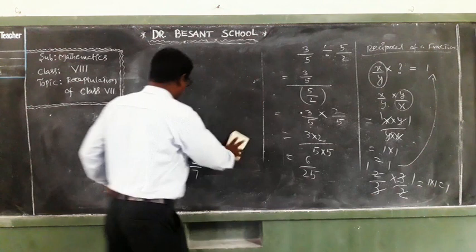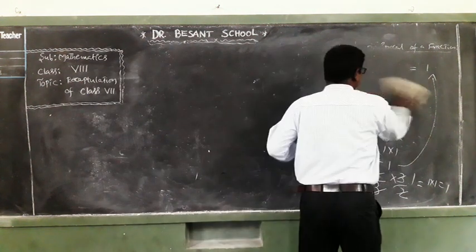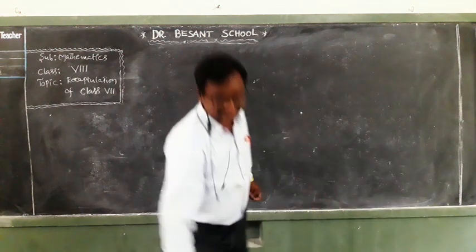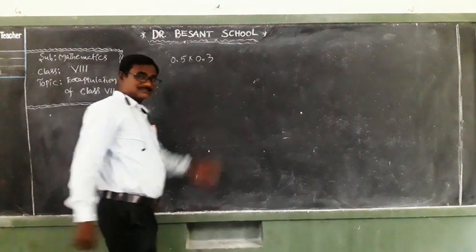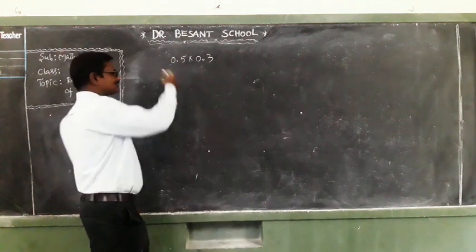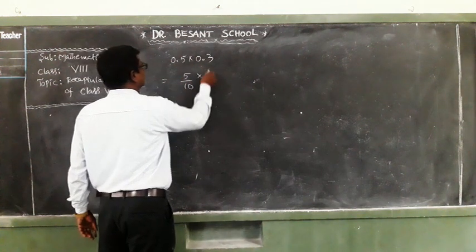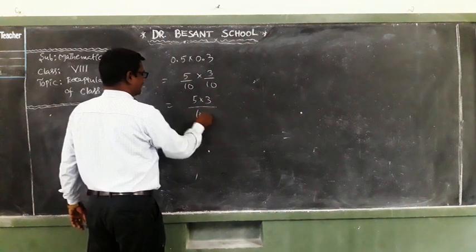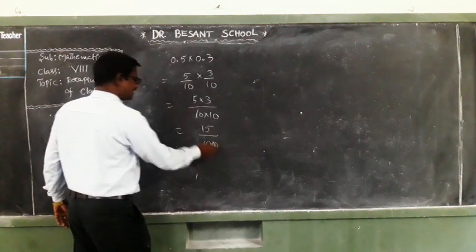In addition to this, decimal representations also we completed: multiplication of decimals and division of decimals. For example, 0.5 into 0.3. Multiplication of decimals we learned in our previous class. Directly don't multiply. First we have to convert into fractions. 0.5 means 5 by 10. 0.3 means 3 by 10. So numerator 5 into 3 by denominator 10 into 10. That is 5 3s are 15 by 10 tens are 100. So 15 by 100 is nothing but what?